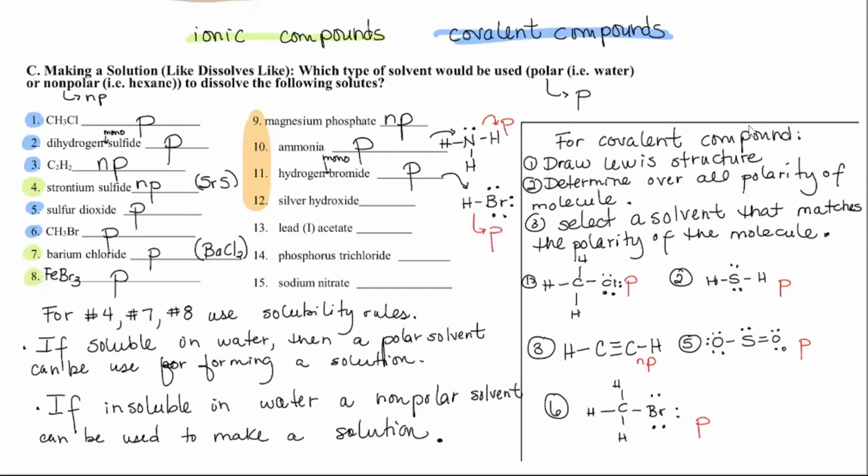Okay. What about silver hydroxide? Is it soluble in water? Yes or no? Silver hydroxide is not soluble in water. That's why it needs a non-polar solvent in order to make a solution. These are the questions about when you're given a compound and you need to determine the solvent that is required in order for it to make a solution.